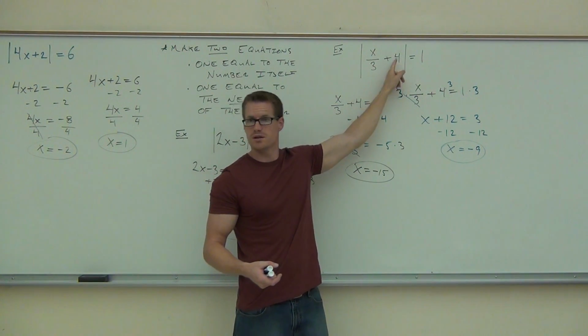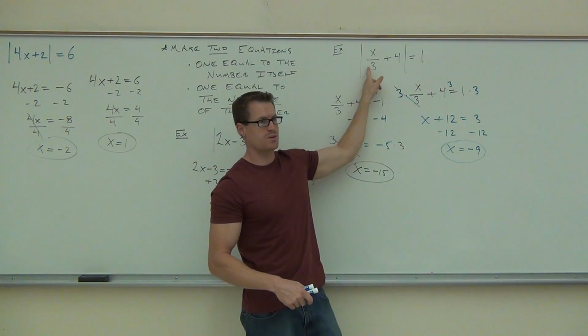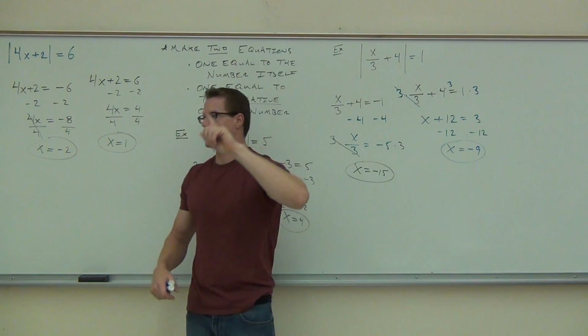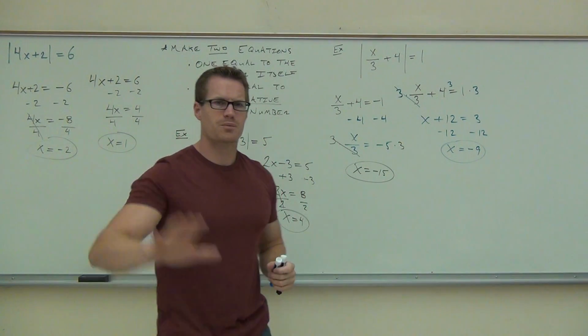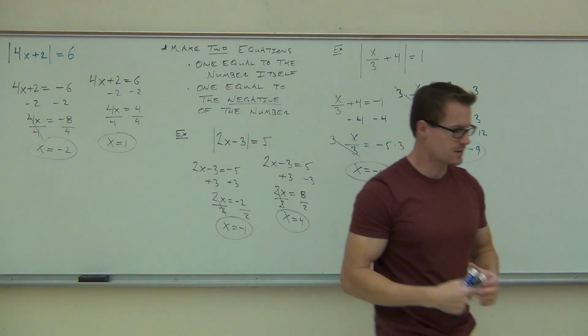Absolute value of negative 1 is 1. That works. If we do negative 9 divided by 3 is negative 3 plus 4 is 1. Absolute value of 1 is 1. That also works. How many feel pretty good about these basic absolute value equations? Good. All right. That's fantastic.